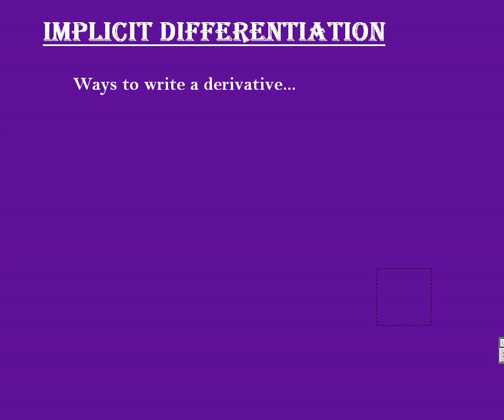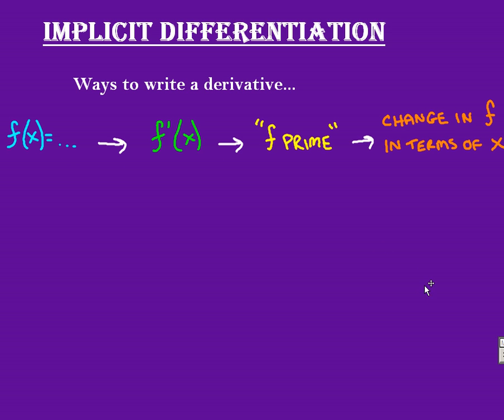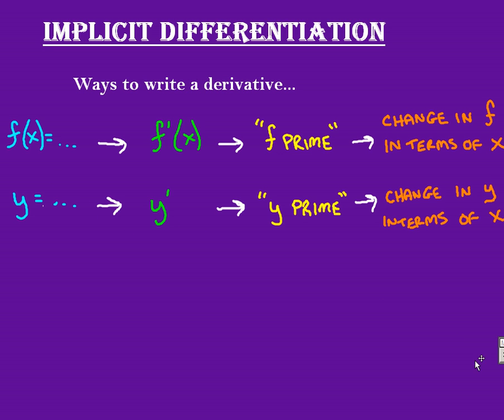Alright, today we're going to look at implicit differentiation and, first of all, different ways that we've learned to write a derivative so far. One thing is when we've had f of x, everything's in terms of x, we can write f prime of x, call it f prime, it means the change in f in terms of x. We also, instead of saying f of x, could just say y equals, and we would say y prime. Same thing, changing y in terms of x.